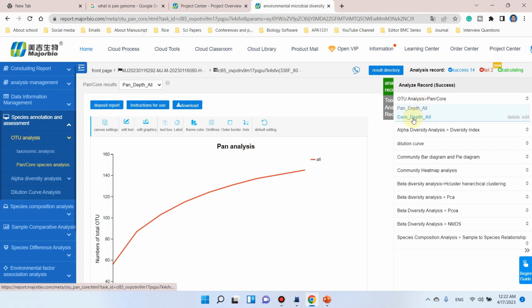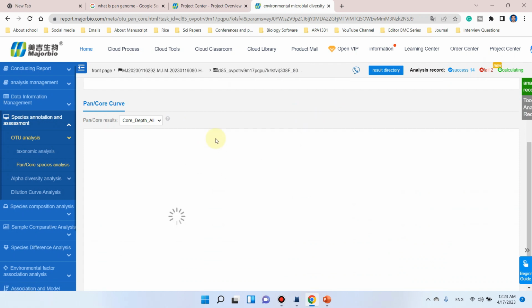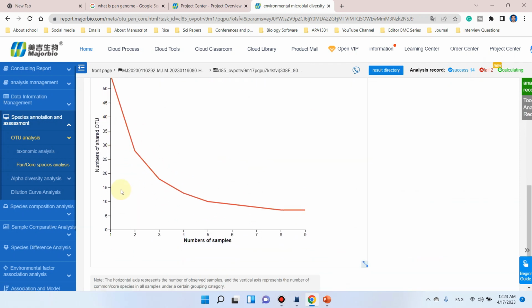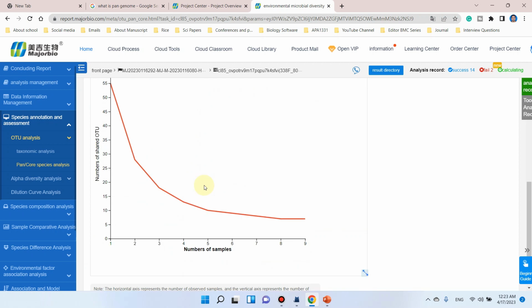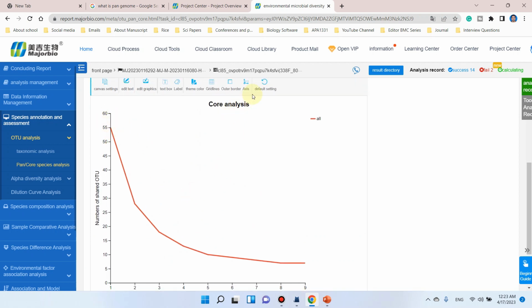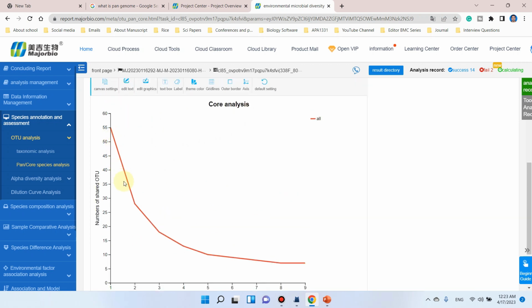Similarly, what would be the core genome? The core genome would be only the set of those genes which are common between the different samples. So if I click on the core genome, you can see here the core analysis is showing the opposite trend with respect to the pan genome analysis. In the first, control negative, the first three samples show a decrease of shared OTU or shared diversity between the different samples.